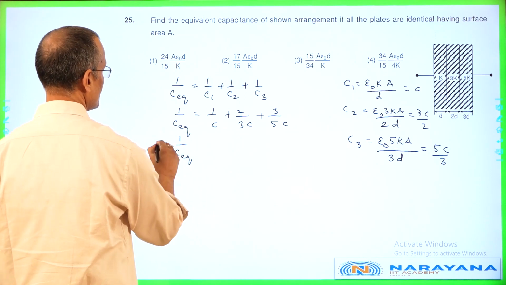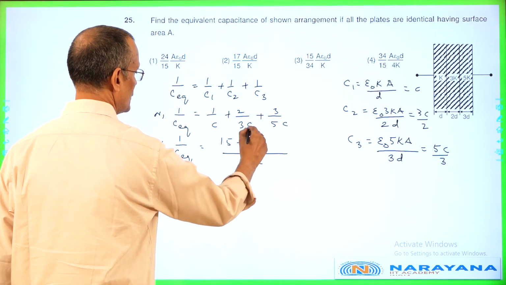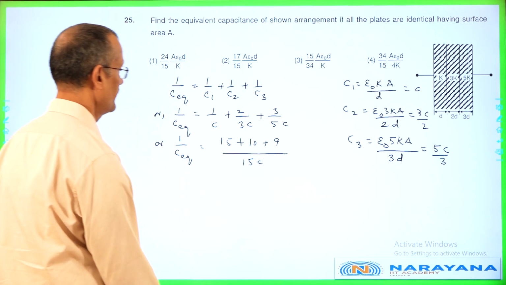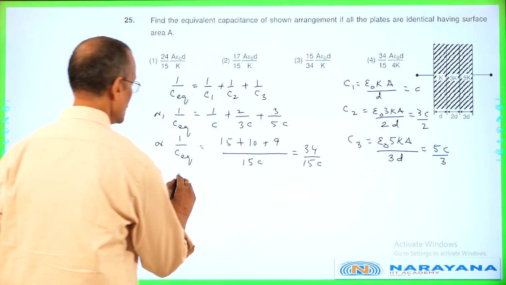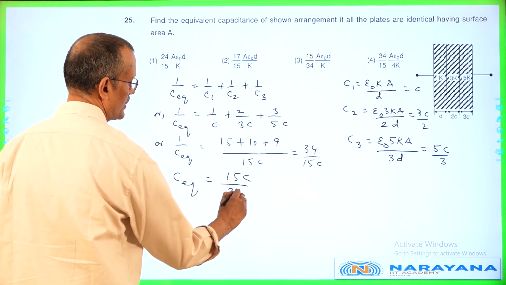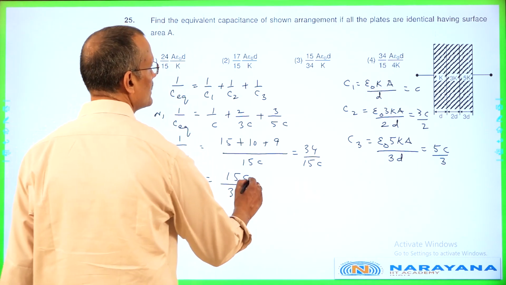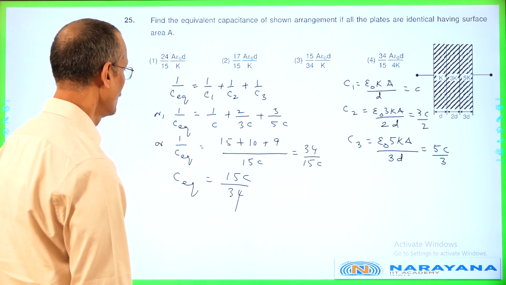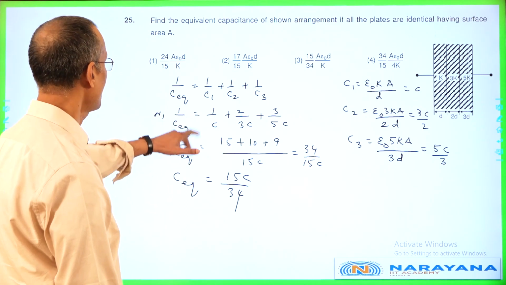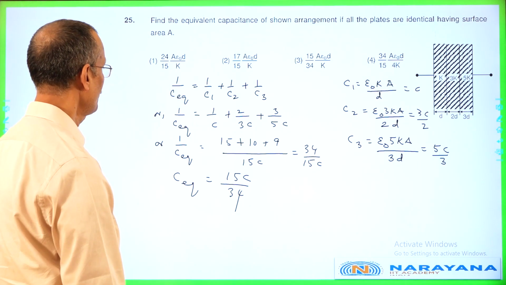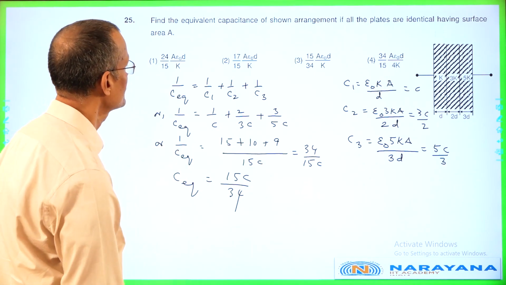So 1 by C equivalent, what are you getting now? The common denominator is 15C. So this will be 15, 3, 5, 10, 5, 3, 9. So it is 25 and 9, 34, 34 by 15C. So C equivalent will be 15C by 34. Okay, now let us check the answer. I am getting C equivalent as 15C by 34. 1 by C equivalent is 2 by 3C, 1 by C and 3 by 5C, it is 15C, 15, 5, 10, 5, 3 times 9, 15C by 34 it should be.